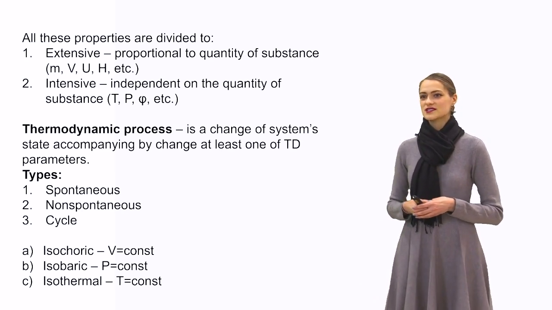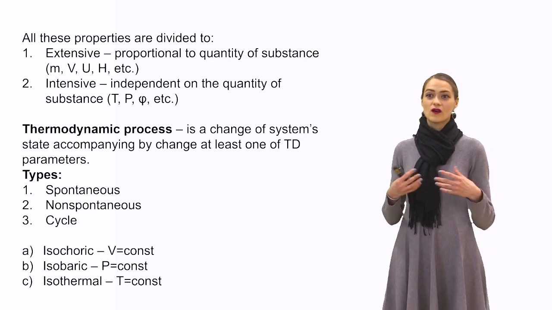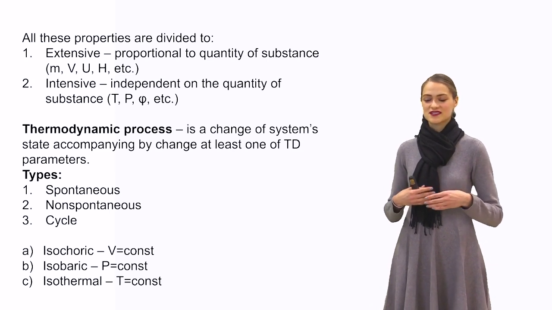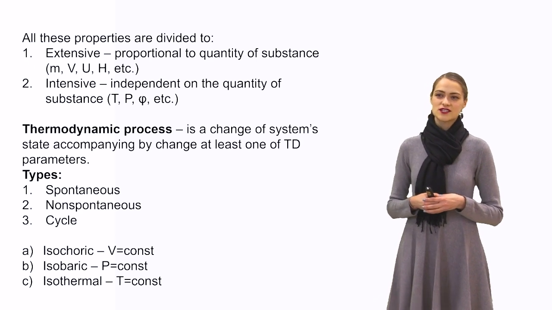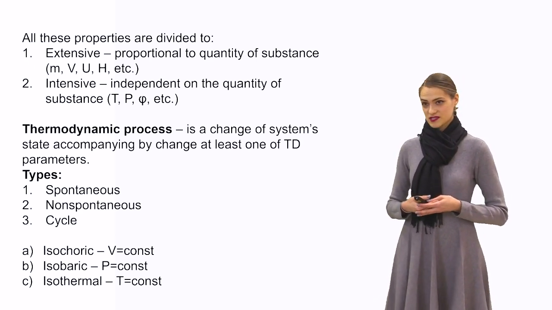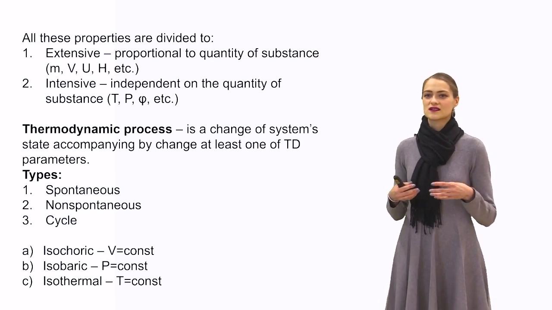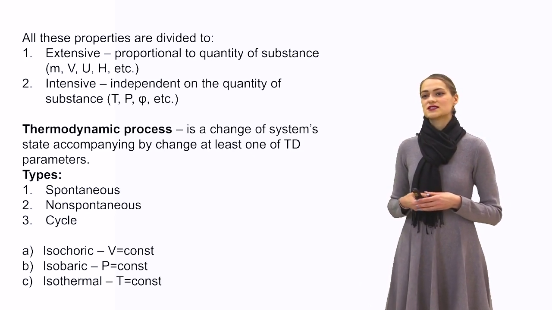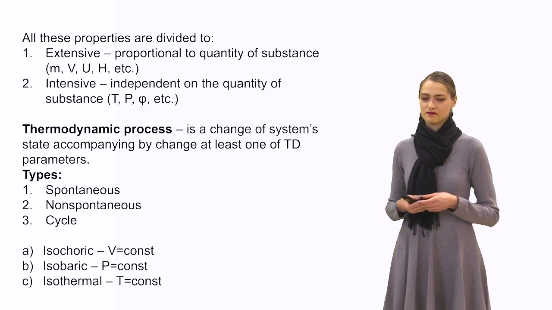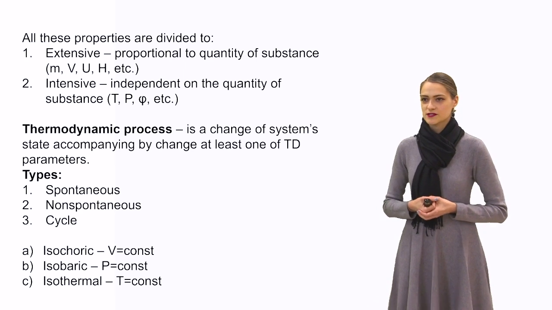But of course, as you already understood, all processes, all systems always change, and in this situation we have a thermodynamic process. A thermodynamic process is a change of system state, which is characterized by a change of at least one of the thermodynamic parameters. We have three types of thermodynamic process.